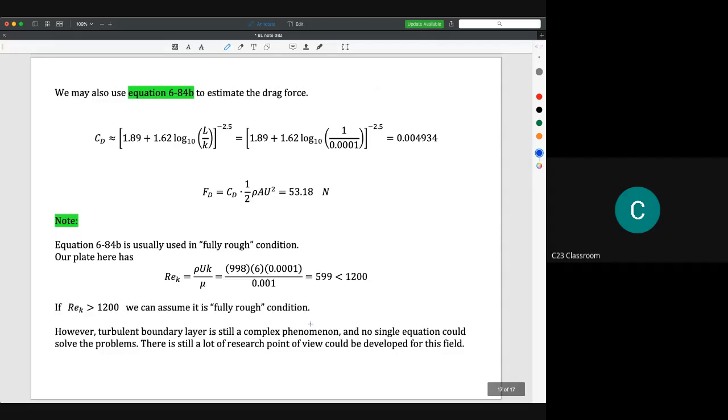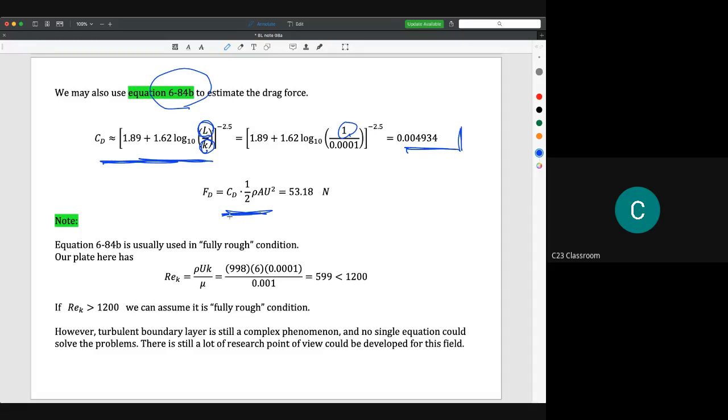We also could use equation 6.84b to estimate the drag force. For example, the CD can be calculated using this one, where L here is the total length of the plate, so we use 1 meter, and K is the roughness value of that plate. It is 0.0001, because it is 0.1 millimeter, I think. Then you will get CD of 0.004934. We calculate using the same equation, and we get 53.18 Newton.